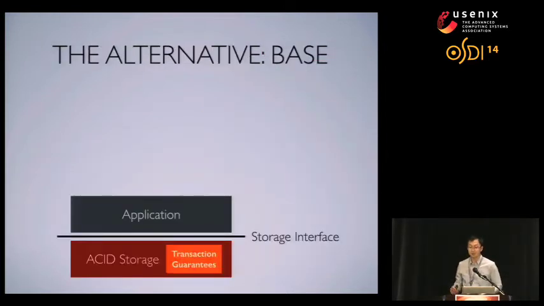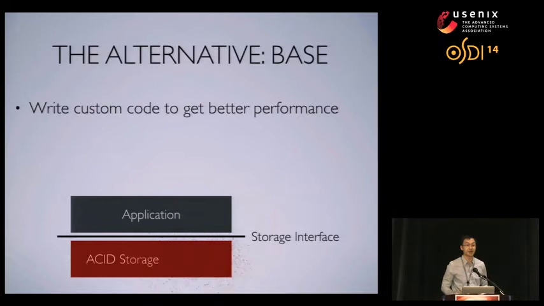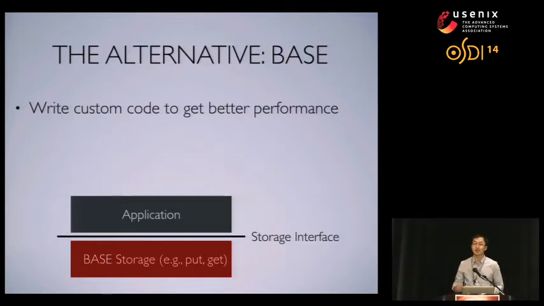This is the very reason why the community came up with another approach called BASE. This approach renounces the transactional guarantees of ACID, instead relying on simple APIs such as put and get in key-value stores. Now, developers can write custom code to squeeze every last bit of concurrency from the applications.